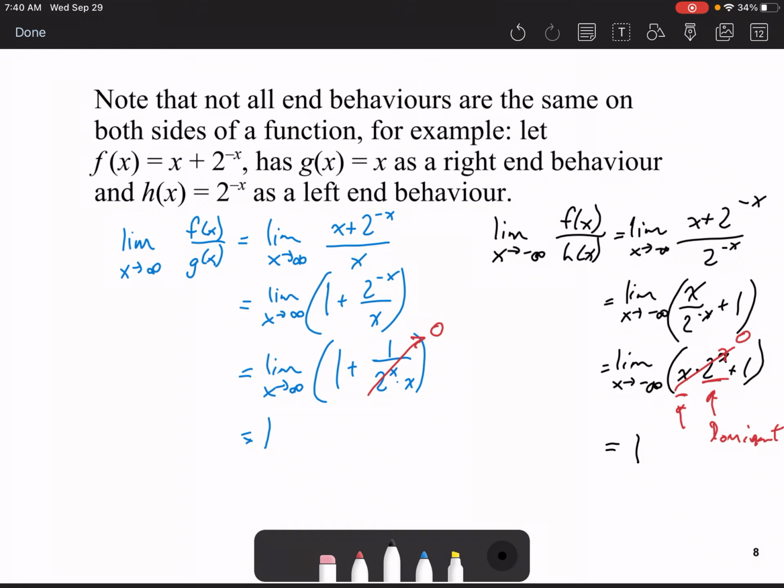So again, I encourage you guys to actually sketch the function f of x and compare it to g of x and h of x and see how the ends of the functions look the same. And thus concludes this lesson.